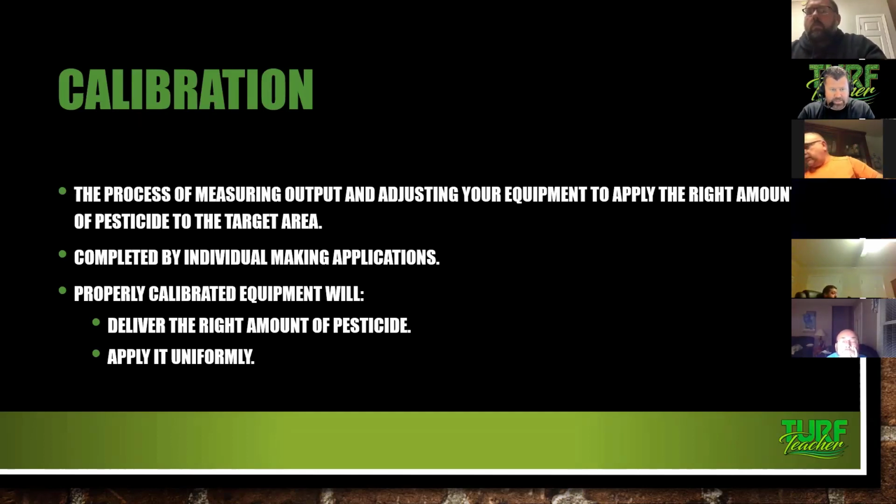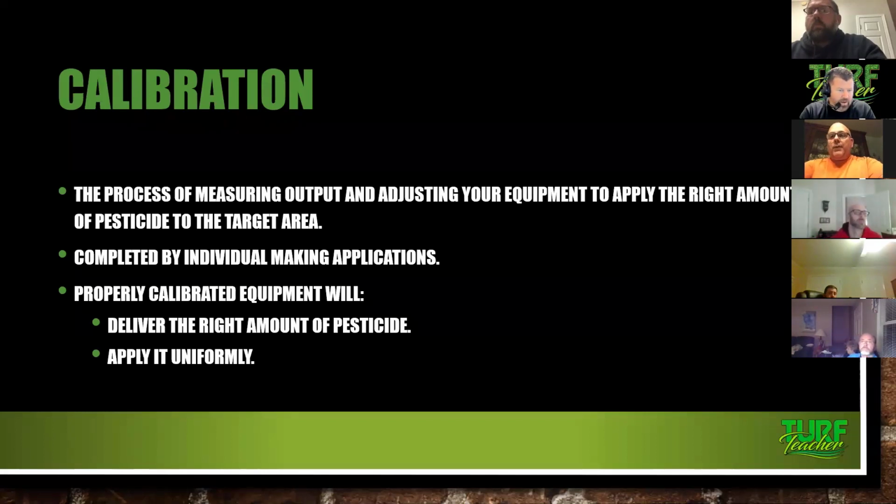The calibration is a process of measuring output and adjusting your equipment to apply the right amount of pesticide to the target area. It is completed by the individual making application. So it has to be your technicians. You can't calibrate the equipment for them in the mornings. You've got to let them do it. You need to give them the time. They've got to have the space to do it. Trust me, it's going to save you money, but they need to do it every single morning before they leave out. And then, like I said, possibly at lunch.